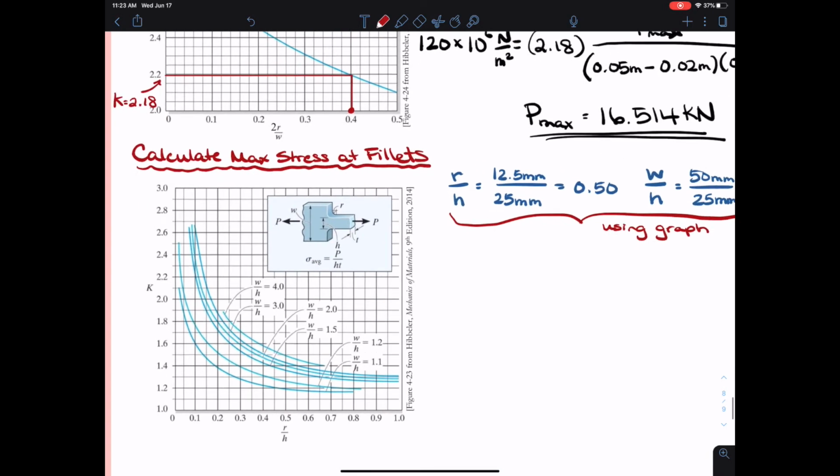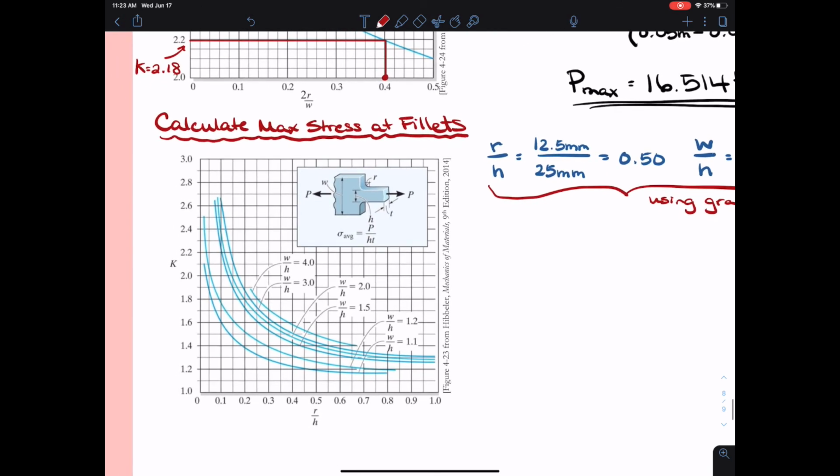This graph has a lot of different blue curves, so I'm going to zoom in a little bit so we can see a little bit better. Based on our w over h ratio, which was 2.0, I want to select or identify the curve that corresponds to w over h of 2.0. If you have something that falls between one of these curves, you are able to interpolate from this graph. So I want to use this curve, so you have to follow that line over to the curve.